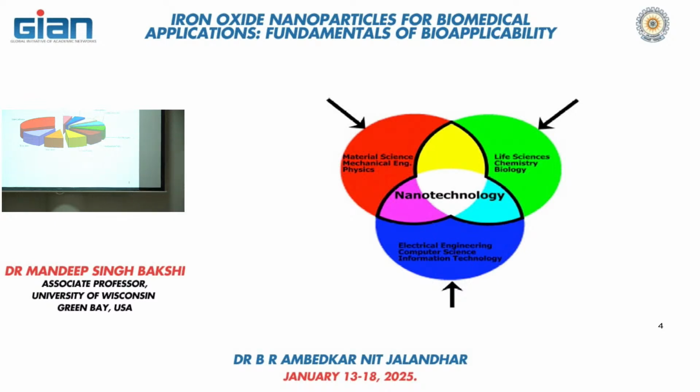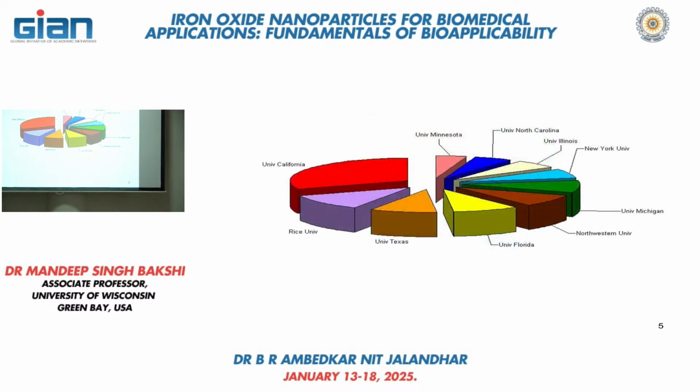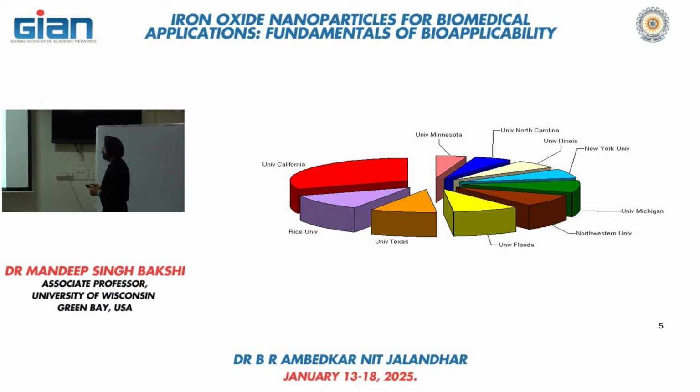This is the kind of research that is going on in the United States. You will see most of the places where a large amount of research is devoted to nanotechnology. University of California is much ahead in comparison to other well-known places: North Carolina, University of Illinois, New York, University of Michigan, Northwestern University. The people over here are producing excellent research. University of Texas, Houston, and the Rice University.